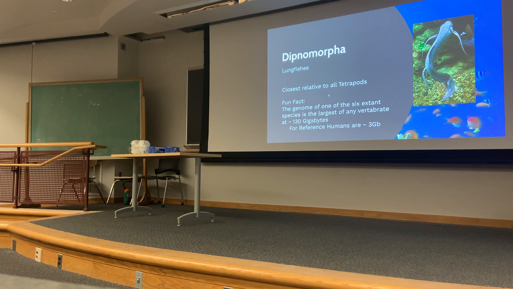And these guys are, I don't know, they're absolutely bizarre to me. So they're lungfishes, they breathe air, they use their lungs like we use our lungs. But they still live in the water, they're our closest relatives. And these guys have a huge genome. They're not teleosts. They haven't gone through teleost-specific whole genome duplication, but they have the largest genome of any vertebrate. There's only six species of lungfishes. And they have 130 gigabytes worth of DNA and genetic coding. And for reference, we only have about 3 gigabytes. I don't know what these guys are doing.